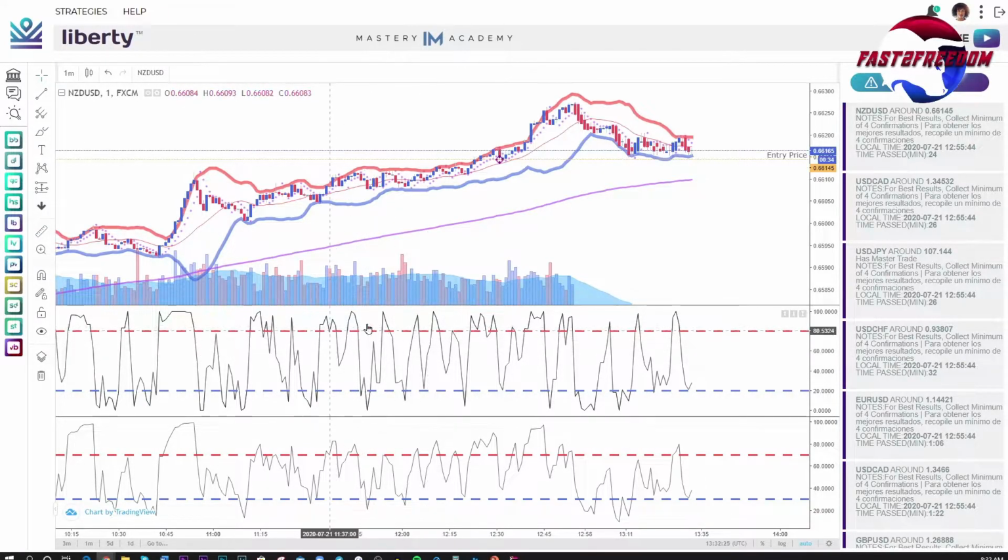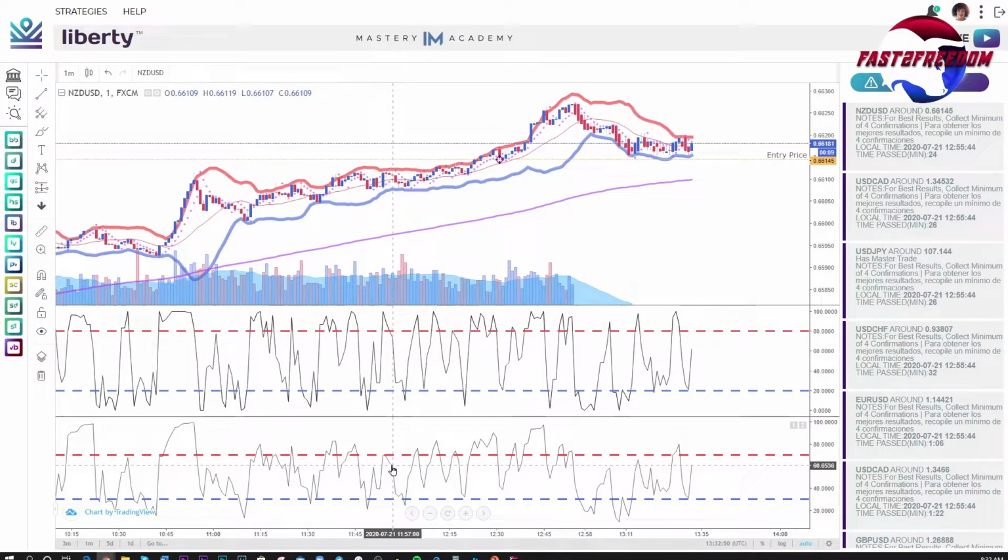All right. So if it's overbought, when we're looking at this, it's going to be above the red dotted line. So this black line is going to be above the red dotted line when it's overbought. When it's oversold, what we're looking for is that it's below the blue dotted line, and that would be considered oversold.